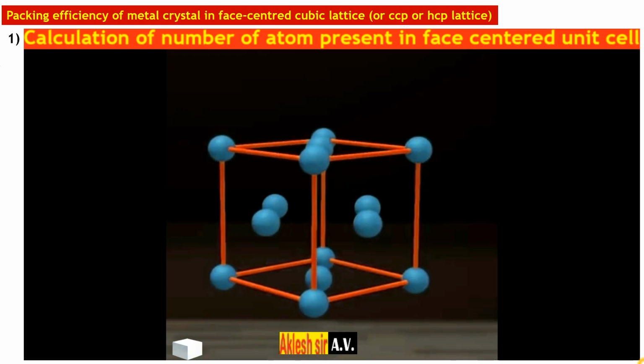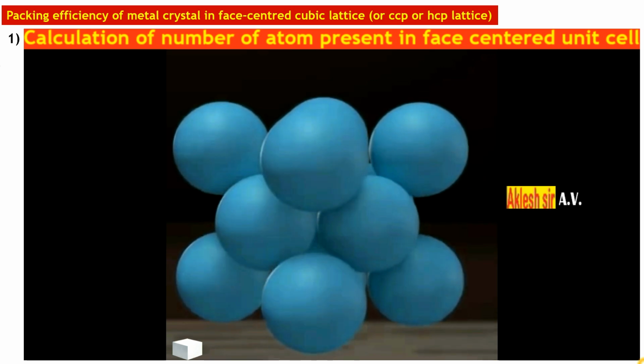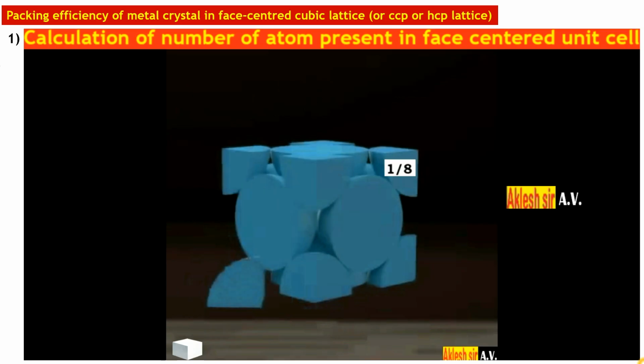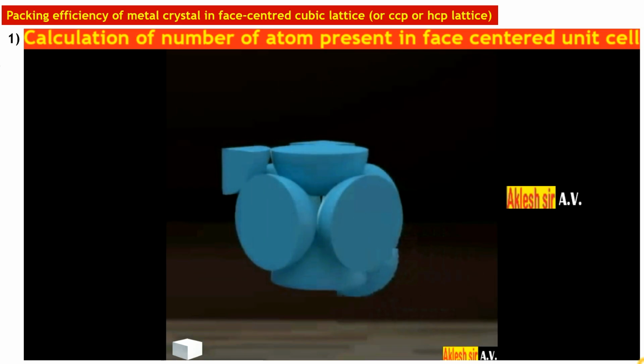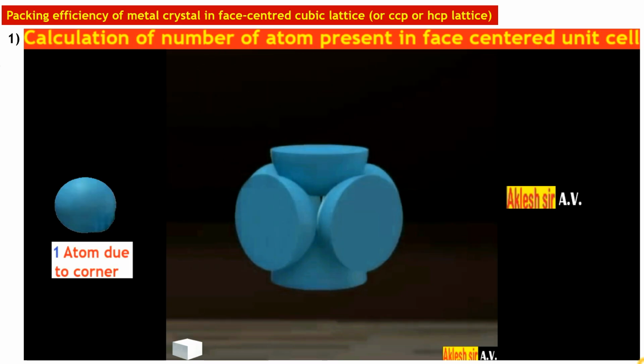In the animation below, the face-centered unit cell has 8 atoms at the corners and 1 atom present on each face of the cube. In a face-centered unit cell, each corner atom contributes 1/8 of an atom to 1 unit cell. So when all 8 corner 1/8 atoms are joined we get 1 atom. Total atoms due to corners of the unit cell is 1.